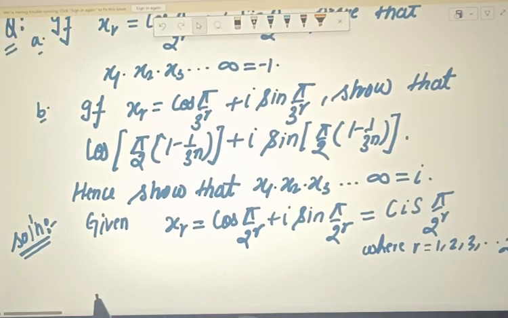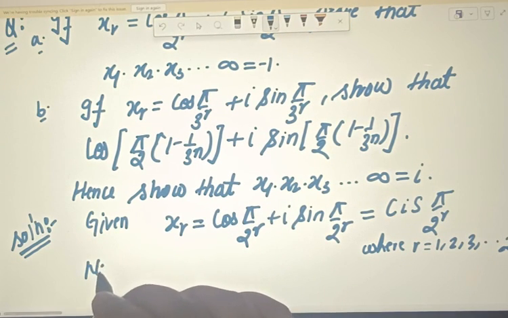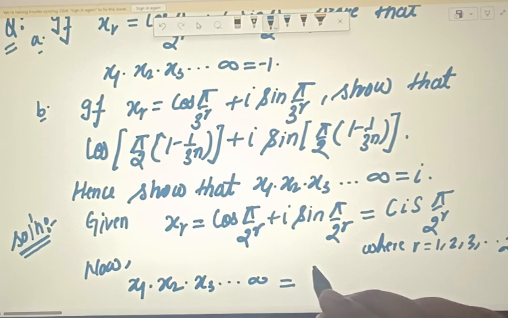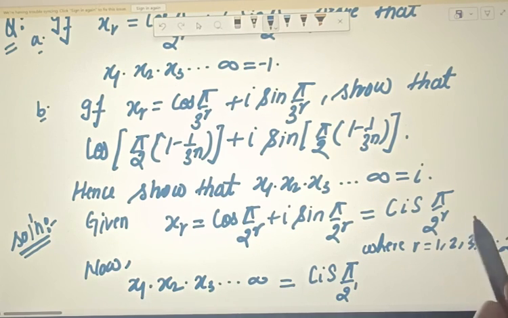Now, what about the product x1, x2, x3, up to infinity? So, if I talk about x1, x1 will be cis (pi upon 2 to the power 1), because in place of r I will replace 1. Then x1 is cos (pi upon 2 to the power 1) plus iota sin (pi upon 2 to the power 1), which equals cis (pi upon 2 to the power 1). So this is your x1, okay.